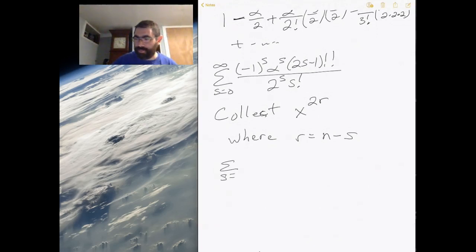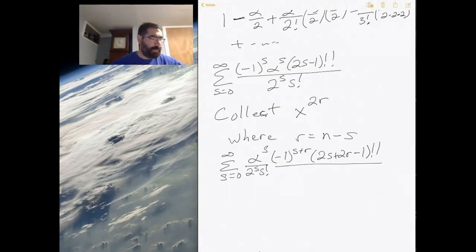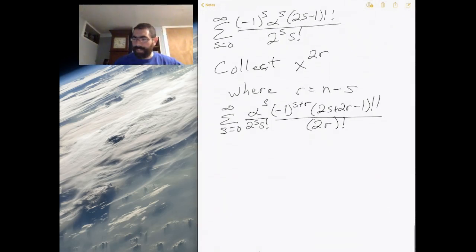So the sum, s equals 0 to infinity, of alpha to the s power divided by 2 to the s factorial, minus 1 to the s plus r. So we replaced n. And then we replaced n in the double factorial, 2s plus 2r minus 1 double factorial divided by 2 to the r factorial. What we get, basically, is 1 plus alpha to the power minus r minus 1/2.